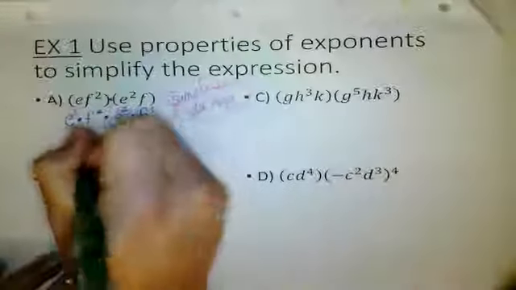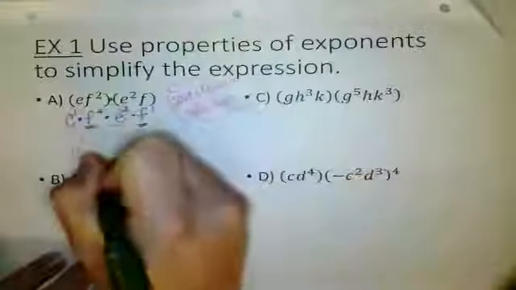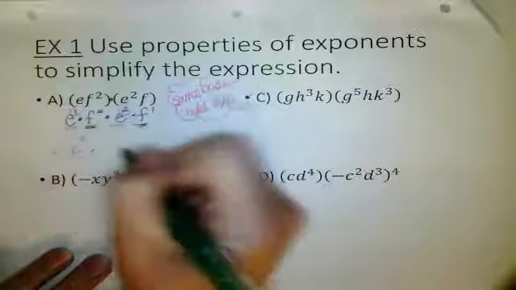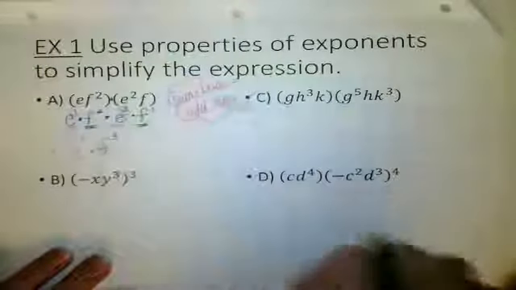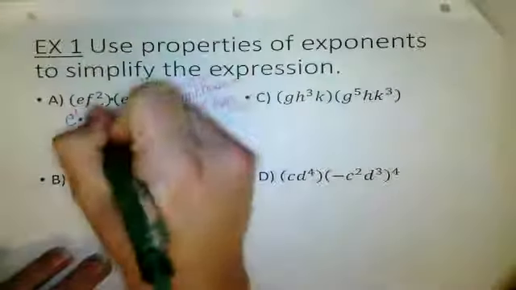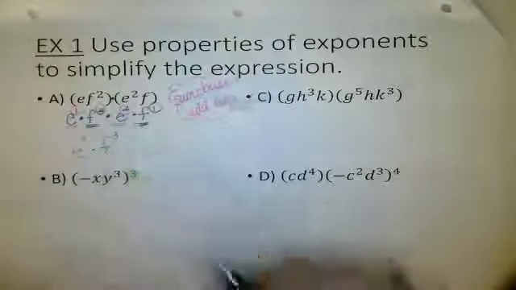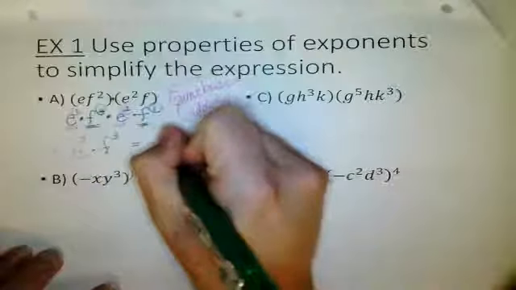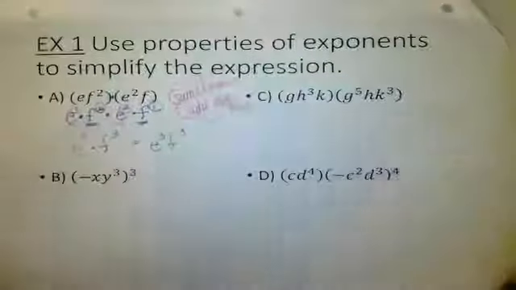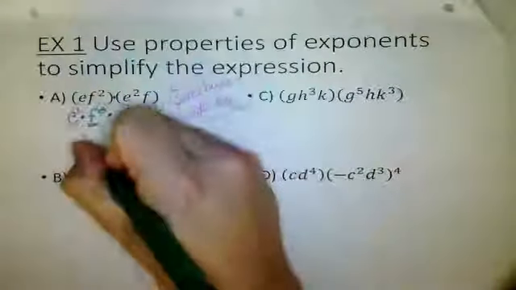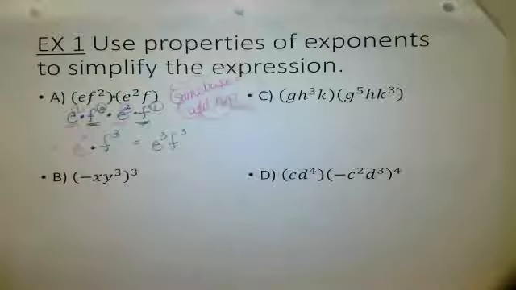We have f squared times f to the first. What's that going to be? F to the third power. Same base. Add the exponents. 2 plus 1 is 3. You can write e cubed times f cubed, or e cubed f cubed means the same thing. So whether or not you put the multiplication dot in there, same thing. All right, with or without the dot, same thing.